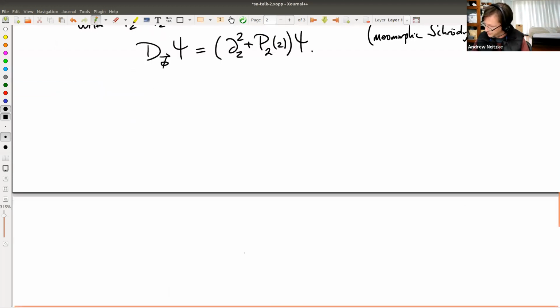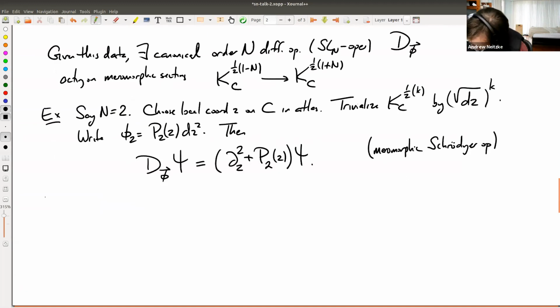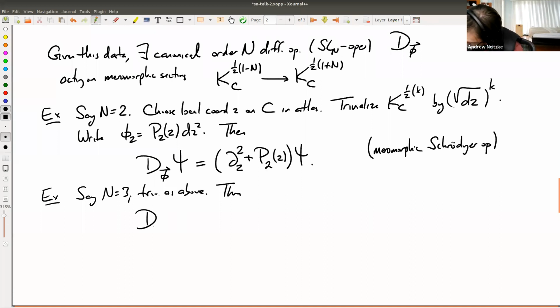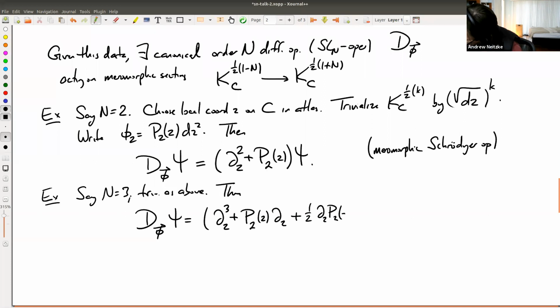Let me also write it for n equals 3. And let's trivialize as above. And then this operator would just be d by dz cubed plus p2 of z d by dz, plus maybe the one surprising thing is that you have to write a little extra thing here. You have to write d by dz p2 of z.